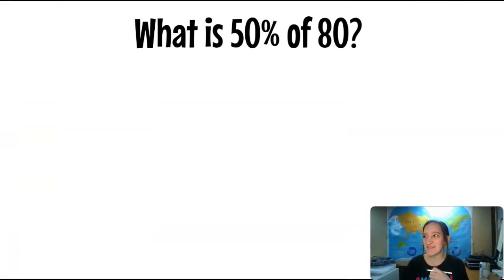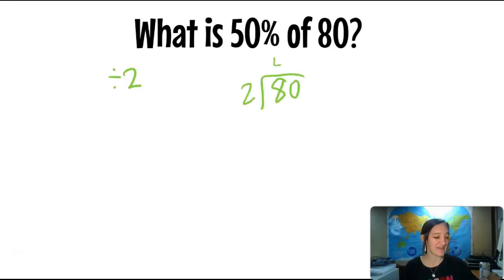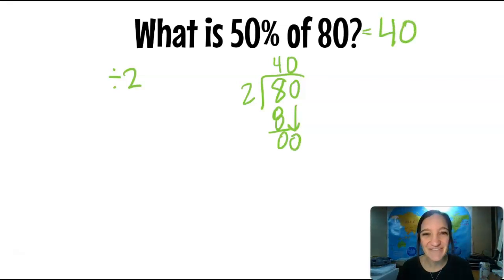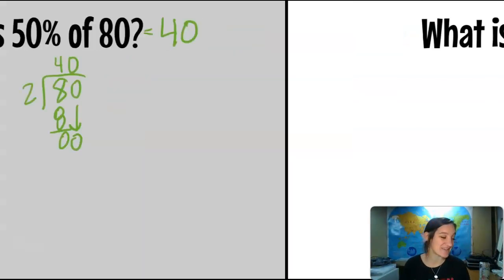What is 50% of 80? Remember that 50% is just cutting it into half. So what is half of 80? Half of 80 is 40. So if you want some new shoes, but they're $80, but they're 50% off, that means you get to take $40 off. Screaming deal, huh?